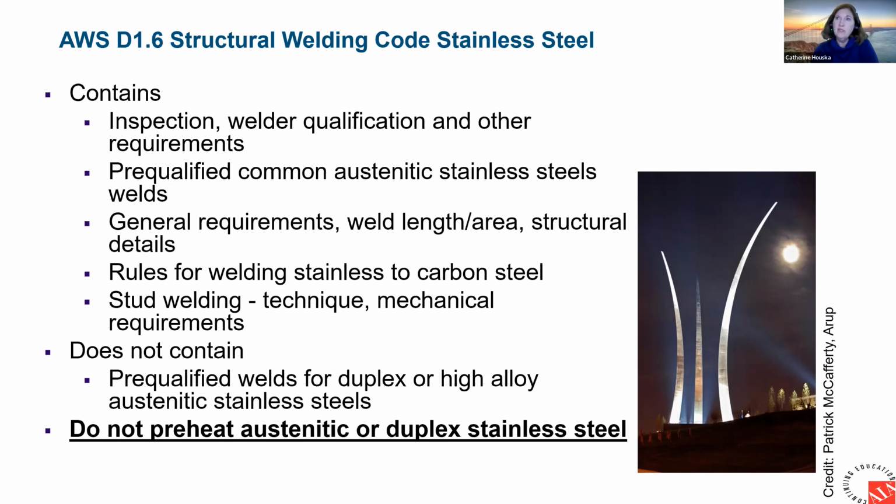If you're going to be welding stainless steel to carbon steel, then you use D1.6. Stud welding, D1.6.